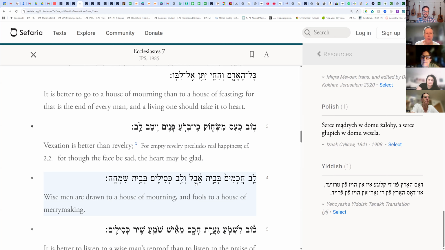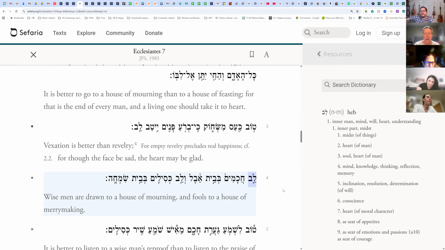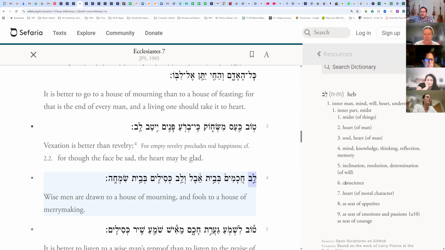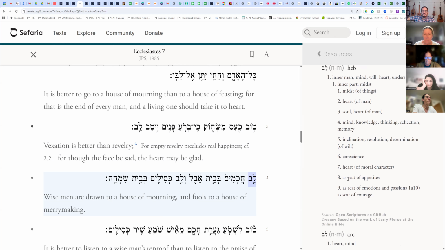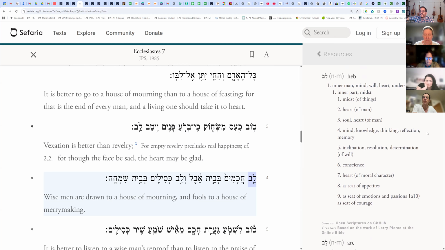Yeah. So, you know what? I don't know what the word is in Hebrew, but in this translation, it says wise men are drawn. So maybe that's the whole point. The wise men are drawn, lev. That they're commenting on lev, okay, because lev means heart, or as you can see, inclination, conscience. One's thought processes, thinking, reflection should be on the house of mourning. Well, we don't have to like everything we read.